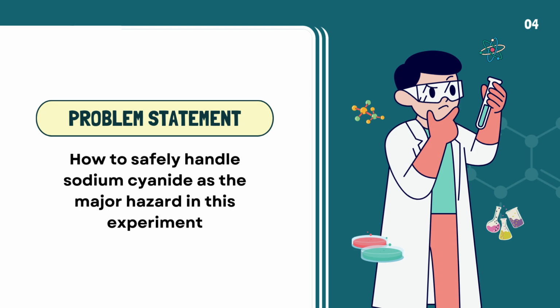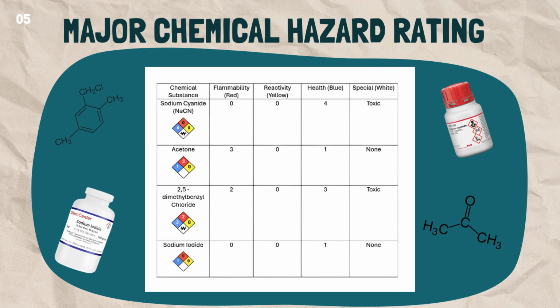So, the question is, what is our problem statement? Our problem statement would be how to safely handle sodium cyanide as the major hazard in this experiment. First of all, we should know the major chemical hazard rating by using the NFPA diamond system. There are 4 colors used to rate those chemicals: red stands for flammability, yellow for reactivity, blue for health, and the last one is white, which is for special warnings. By looking at this table, we can compare the different chemicals and understand their risk. This table helps us to know how to handle each chemical safely.